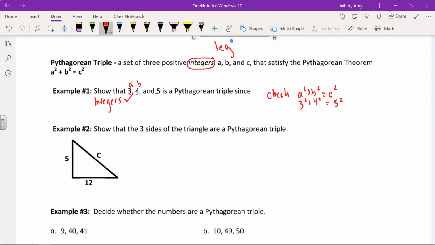So if I use a calculator here, 3 squared is 9, and 4 squared is 16, and 5 squared is 25. And if I check that, 9 plus 16 is, in fact, 25. Therefore, it is a Pythagorean triple. So you know it's a Pythagorean triple because all three sides are integers, and they do satisfy the Pythagorean theorem.